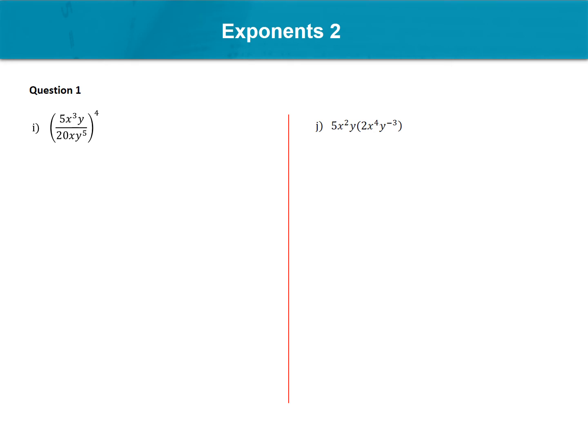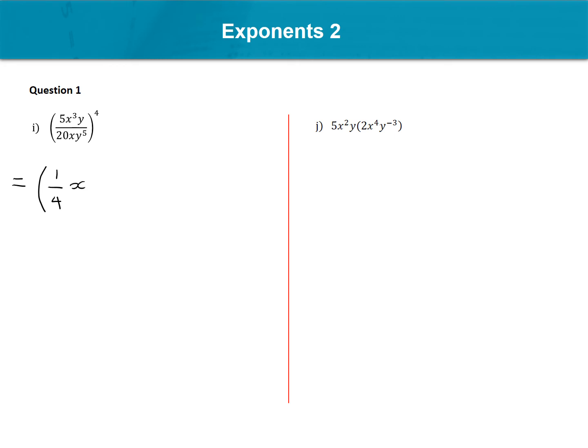Question 1i, we have a fraction that's raised to a power, which means let's do what's inside the bracket first before we raise it to the power. So what I mean by that is let's get rid of the denominator. And what we do when we get rid of the denominator is we move our exponents to the numerator. And when we do that, then the sign of the exponent changes. So we can say 5 divided by 20 is 1 over 4.